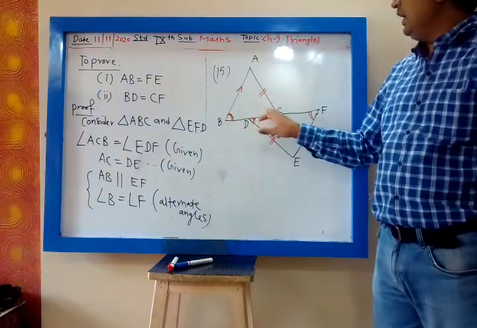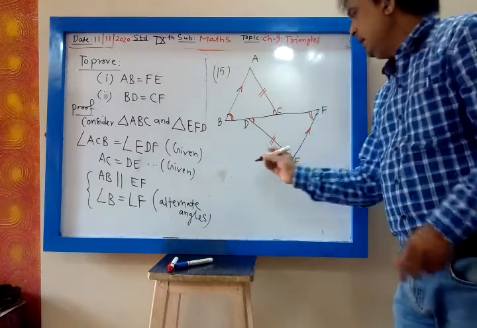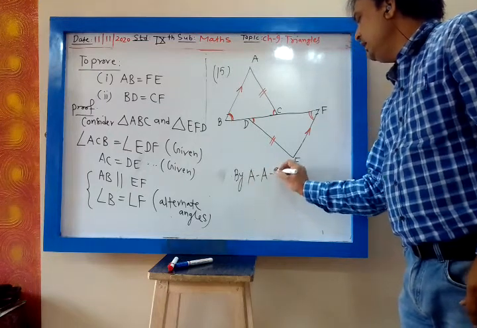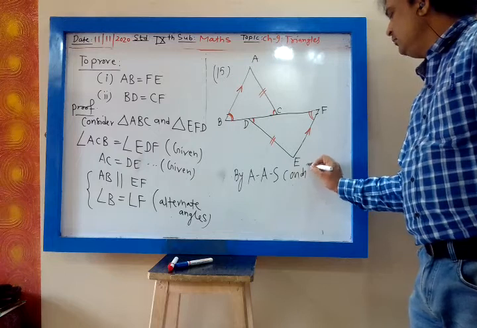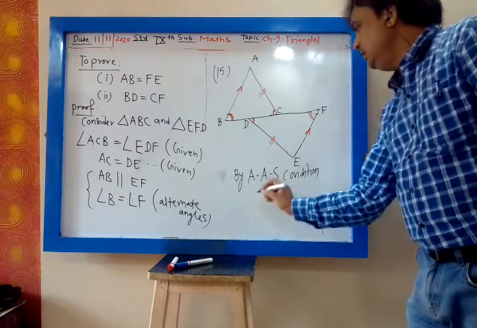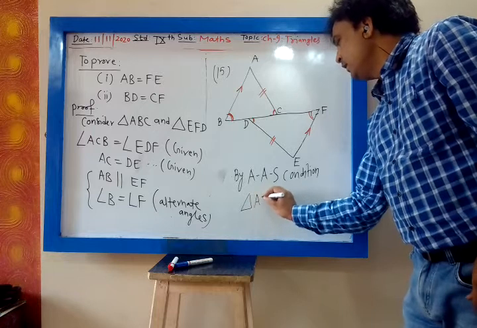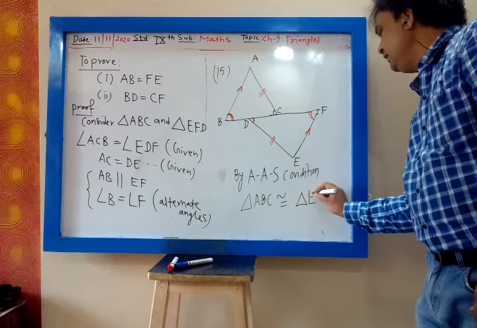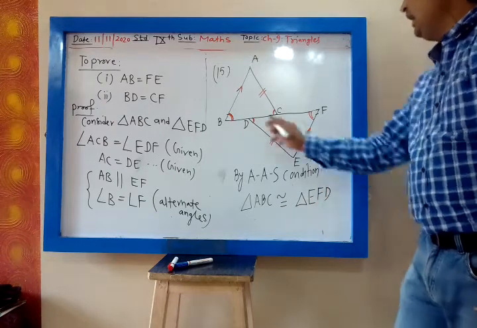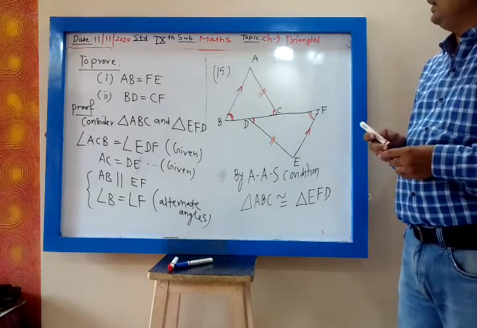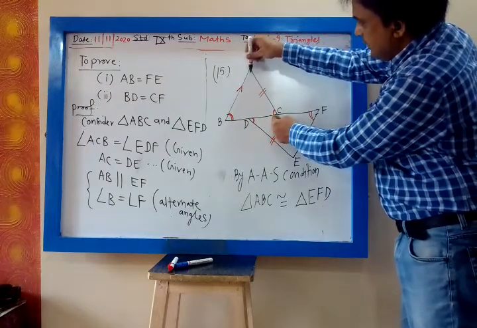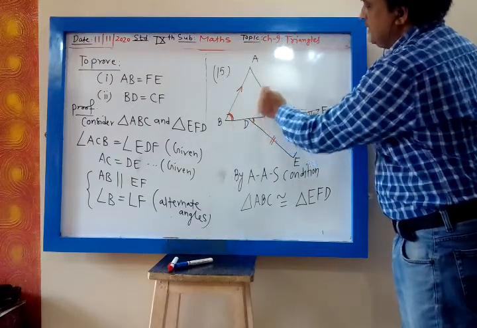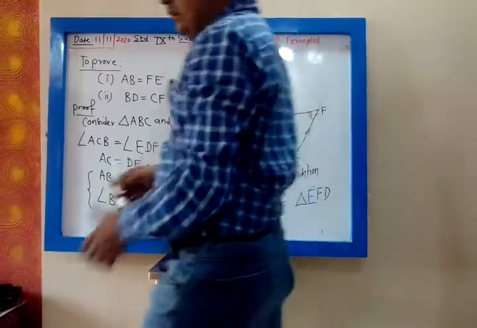So by angle, angle, side, by AAS condition, triangle ABC is congruent to triangle EFD. By angle, angle, side, not side, angle, side, not angle, side, angle. If this angle is equal, then you can take angle, side, angle. But this angle is not equal. So these two triangles are congruent.